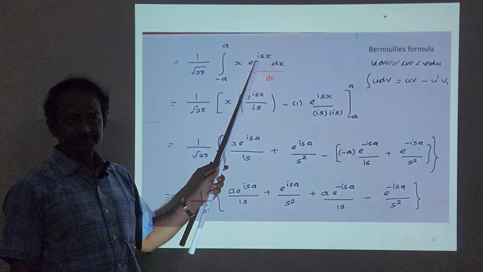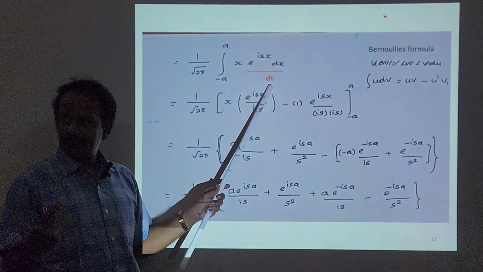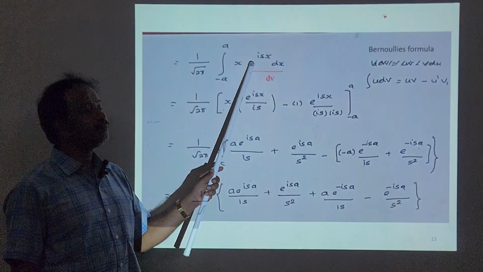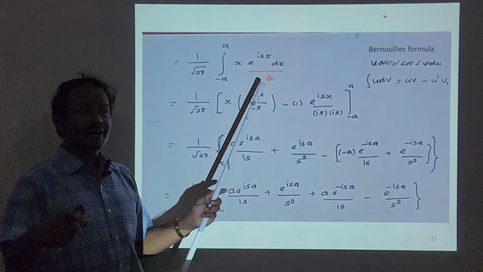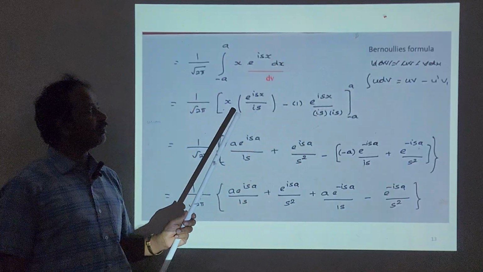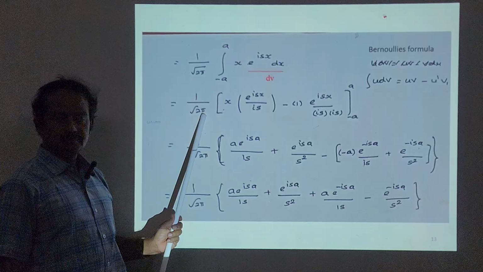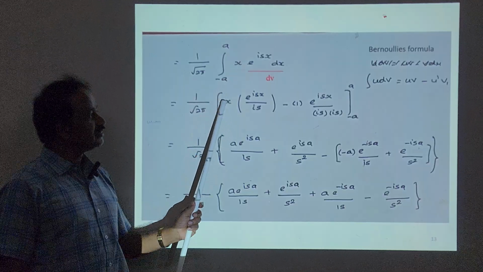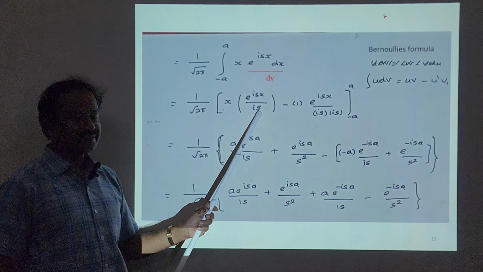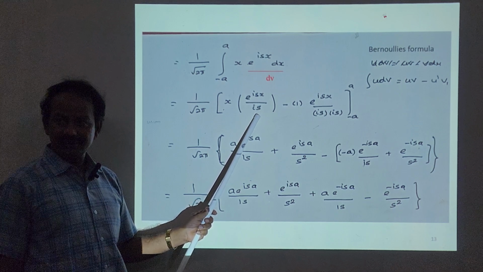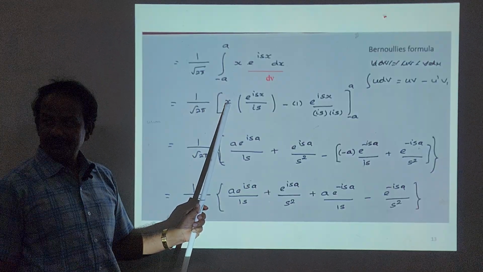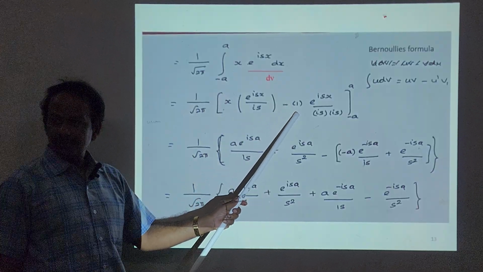dv is this one, the whole thing. You are going to integrate on both sides, so that will give you the value for v. v is nothing but e^(isx) divided by is. So first we will just take Bernoulli's formula: 1 by root of 2 pi, your x is there, u is here, this is your v, e^(isx) divided by is, minus, you will have to differentiate this, so that will give you 1.